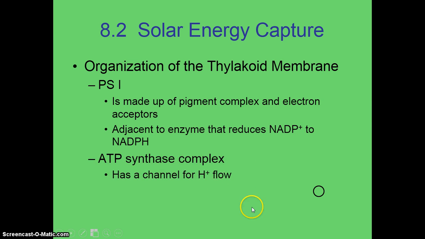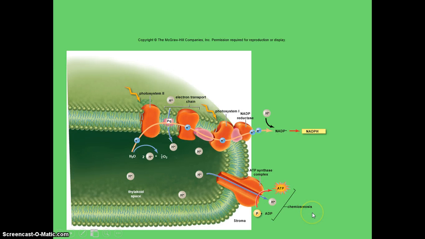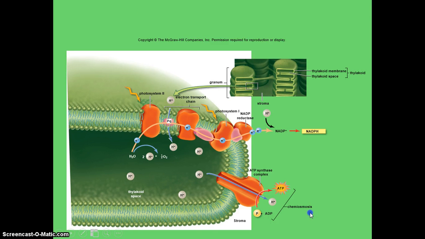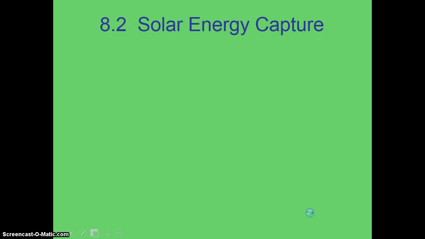The ATP synthase complex has a channel for hydrogen ions to flow, and the flow is what drives the synthase, which is the enzyme that joins ADP and phosphate, making ATP. That's in this diagram from your textbook as well.